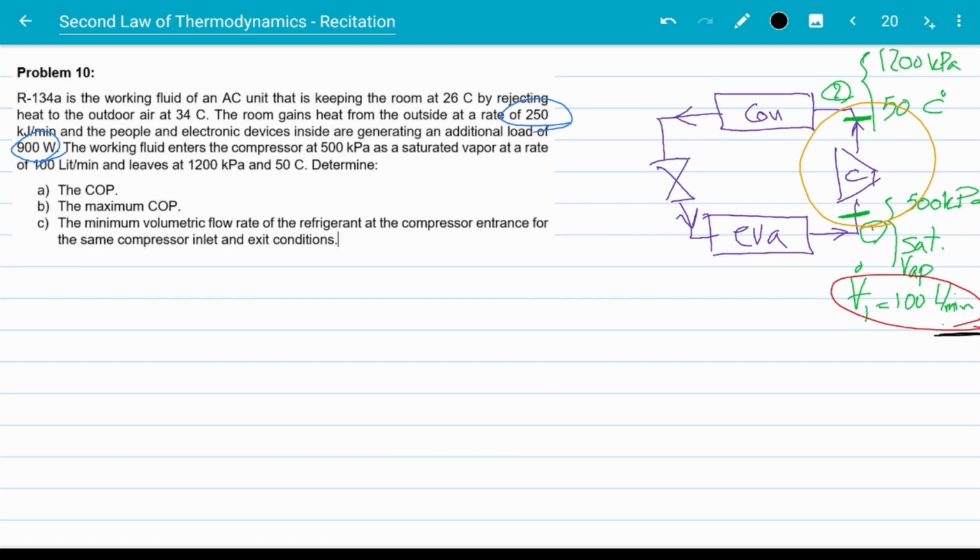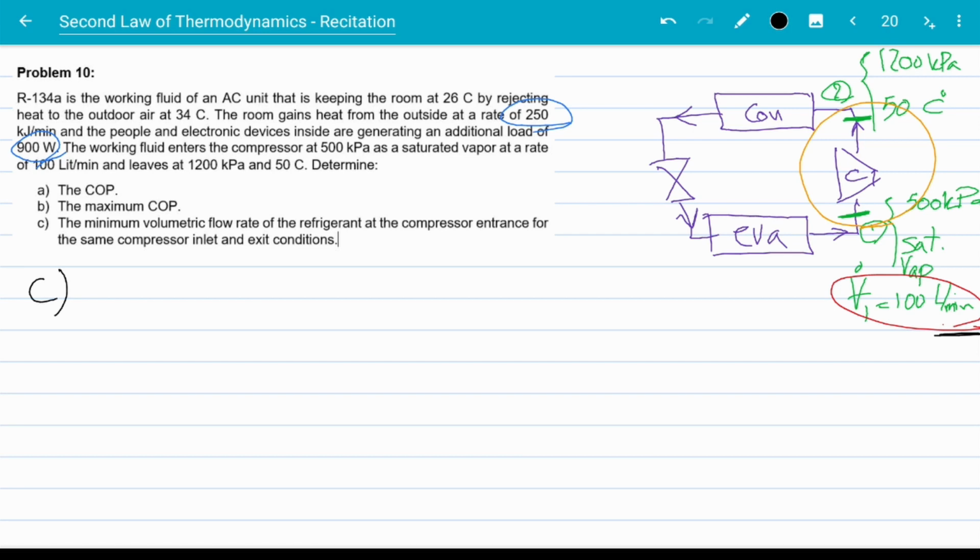Now, part C asks the minimum volumetric flow rate of the refrigerant at the compressor entrance if the compressor inlet and exit conditions were the same. Now, if the states of the working fluid at the entrance and the exit of the compressor is not changing, then by reducing the volumetric flow rate of the refrigerant at the entrance of the compressor, we are reducing the amount of work input of this compressor. Now, the minimum work input of a compressor for a cycle that is operating between these two temperatures can be achieved using the Carnot analysis.